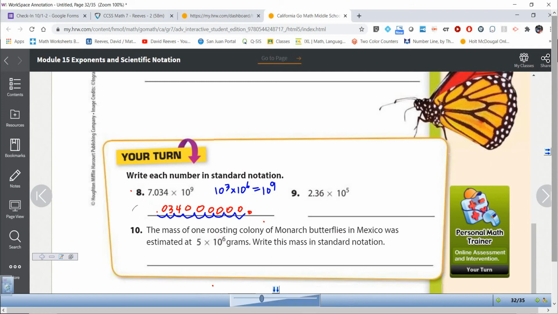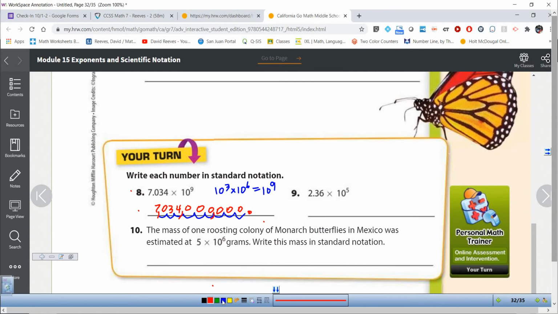So the decimal point is no longer there, right? Let's see if I did this right. I got 3, I got 6, I've got 9, right? There's my 9 decimal places after my original 7 right here. Where the decimal was, I've moved it 9 places.